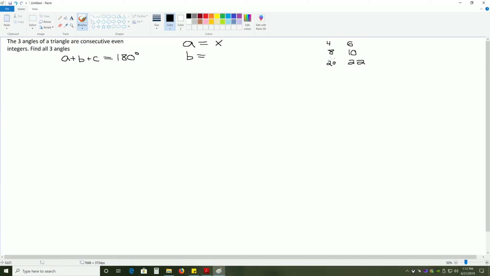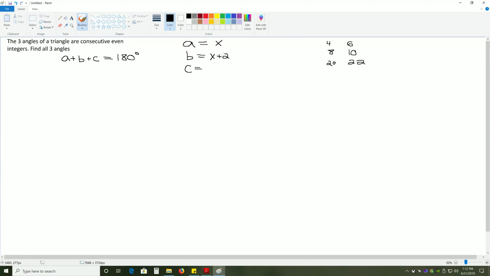Notice that all we're saying here is whatever A is equal to, B is equal to 2 more than that. So in this case, B must be equal to x plus 2. And finally, C is the next even integer, because they're consecutive. And it works the exact same way.